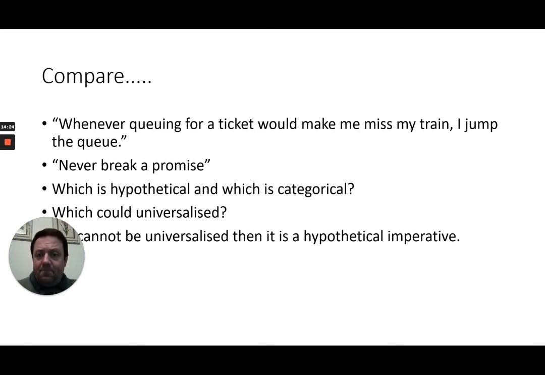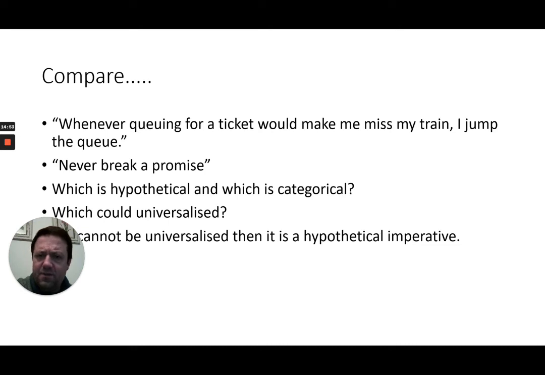So here are some examples. Whenever queuing for a ticket would make me miss my train, I'd jump the queue. All right? Can this be universalized? What would happen if everyone did that? Again, never break a promise. What would happen if everyone never broke promises? Is that something that could be universalized? Could everyone do it? Which one is hypothetical and which one is categorical?